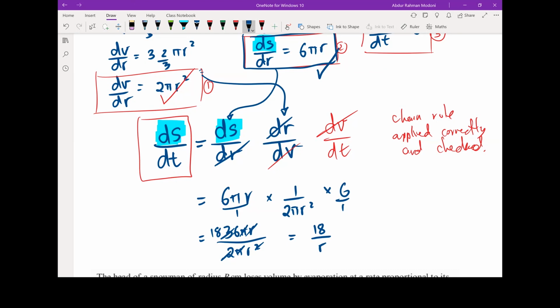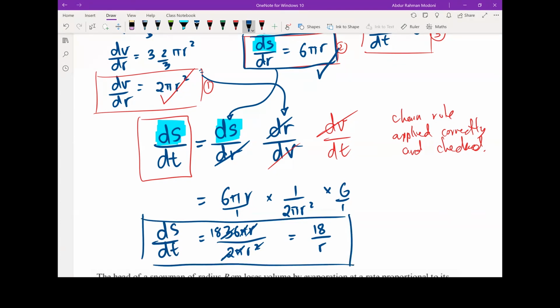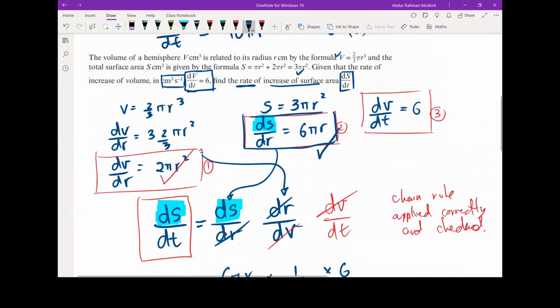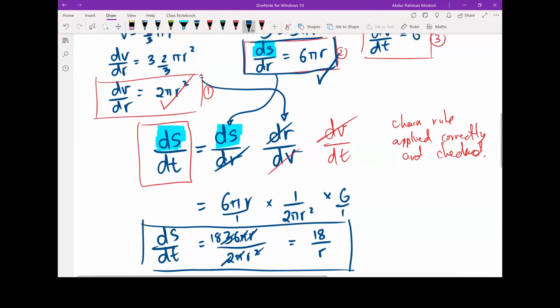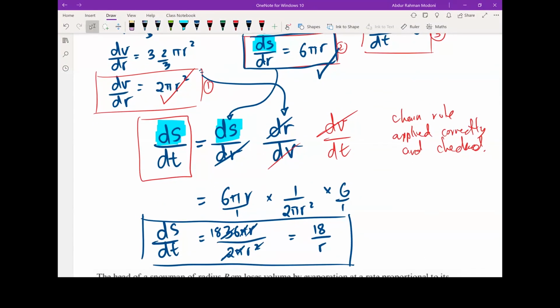Okay, so that is what ds by dt is. ds by dt is equal to 18 over r. Let's go and check if we've answered the question. The question says find the rate of increase of the surface area, ds by dt. We have found that it's 18 over r. We don't know what r is. If we did know what r is, then we can find out the rate for that particular case.